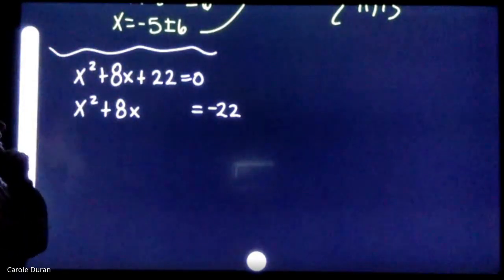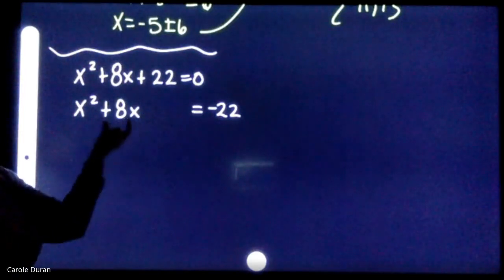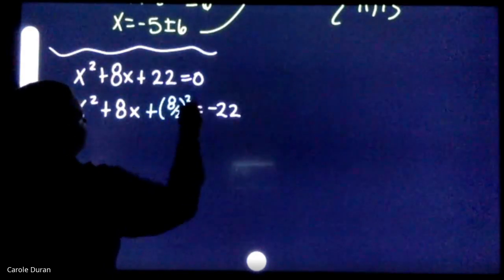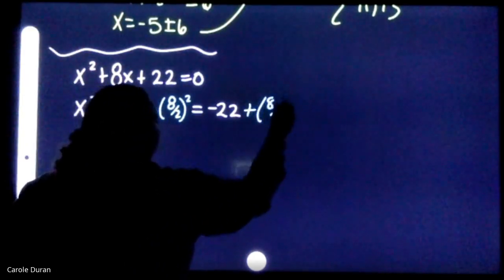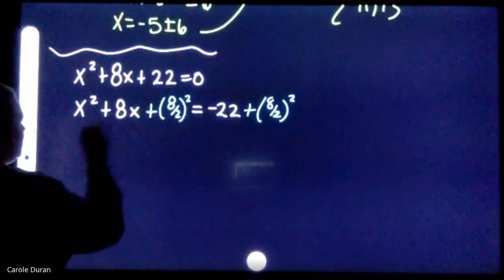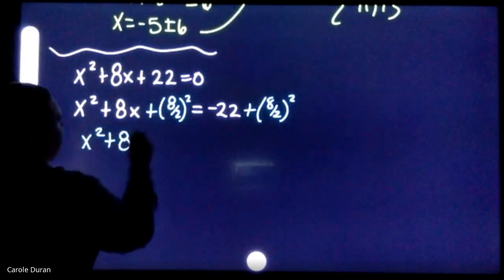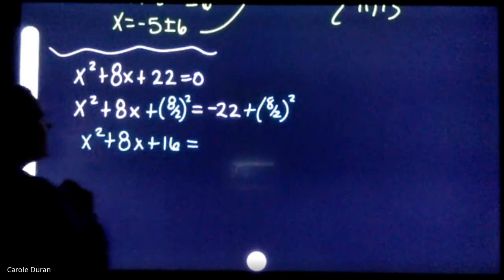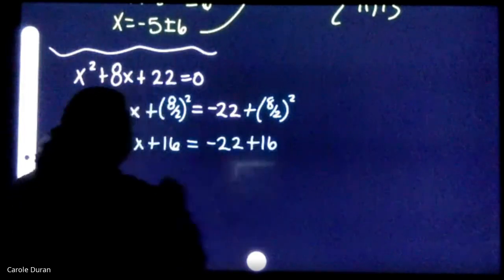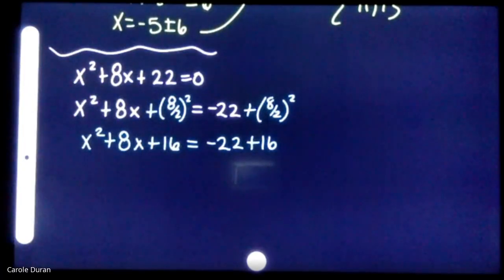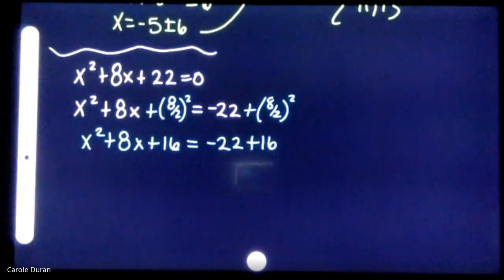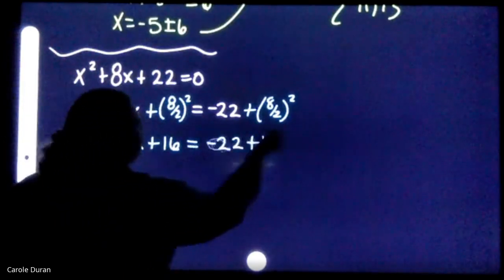I go to the left-hand side, and to get this number right here, I take half of my middle term, and then I square it. So 8 divided by 2 is actually just 4, and 4 squared is 16. So my left-hand side now looks like x squared plus 8x plus 16. My right-hand side is negative 22 plus 16. Remember, I had to keep the equation in balance, so whatever I did to my left, I also had to do to my right. I can simplify that right-hand side. Negative 22 plus 16 is a negative 6.